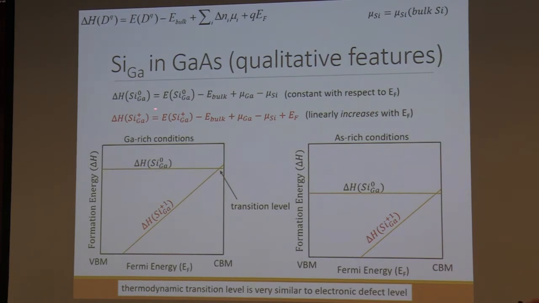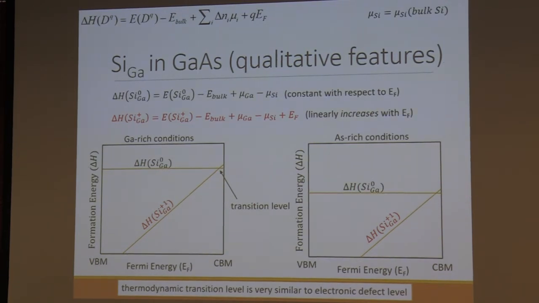But for the neutral defect, you don't have to take an electron out and put it in the electron reservoir. You don't move any electrons. So in that case, there's no Fermi level dependence at all. So it's just constant with respect to Fermi energy. So if we plot, if we treat the Fermi energy as a variable, because we don't know what it is, once you have all the information, you can self-consistently find out what it is.